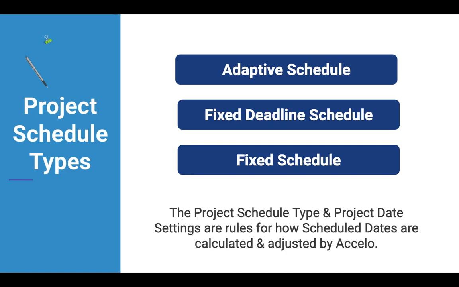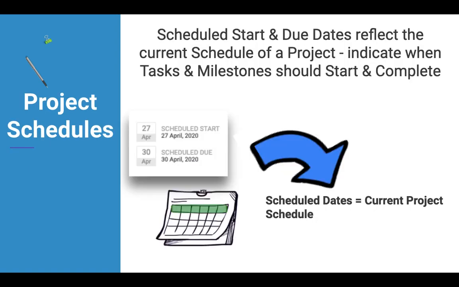So I'm just going to repeat that once more. The type of project schedule that's set on any given project, in addition to the project date settings, those are the rules that determine how Accelo calculates and adjusts scheduled start and scheduled due dates on all milestones and tasks within a project. And that's significant because the scheduled start and due dates reflect the current schedule of a project, and they indicate when tasks and milestones should be able to start and should be able to be completed.